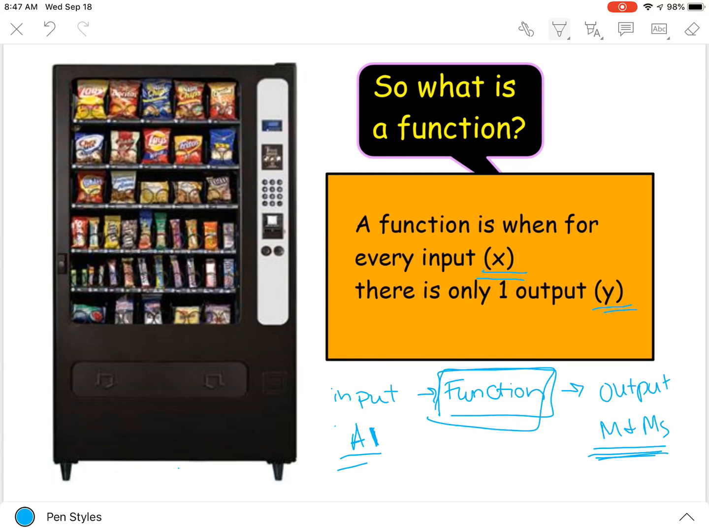This would be a good time to pause and see if you can think of another appliance or machine or something in your life that has that example where you put one input in and you can only get one resulting output from it.